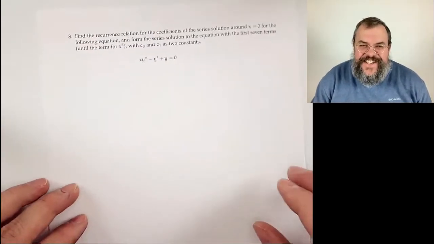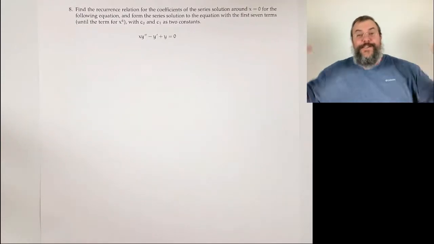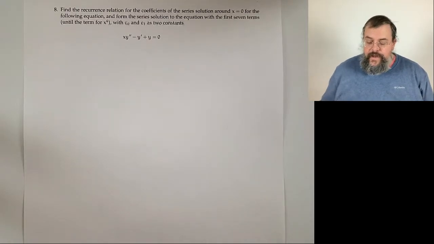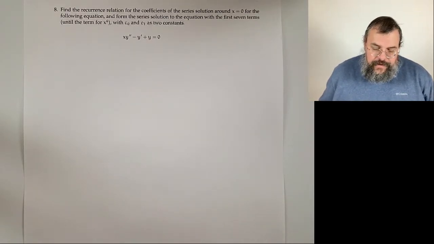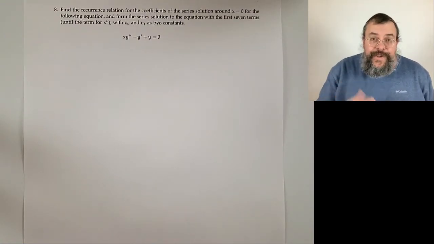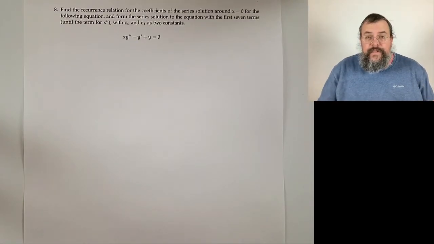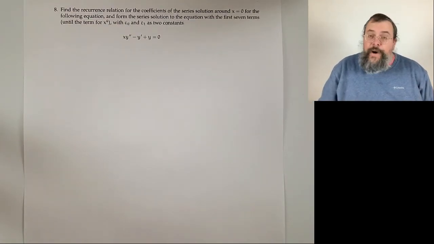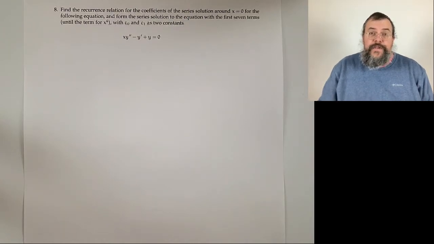All right. Okay, that was a good workout. We need a nice cool down. So, our last problem, our cool down. Find the recurrence relation for the coefficients of the series solution around x equals 0 for the following equation. And form the series solution to the equation with the first 7 terms until the term for x to the 6 with c0 and c1 as 2 constants. And our equation is x y double prime minus y prime plus y equals 0.